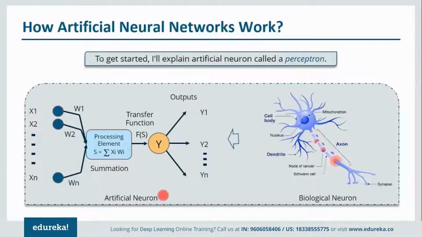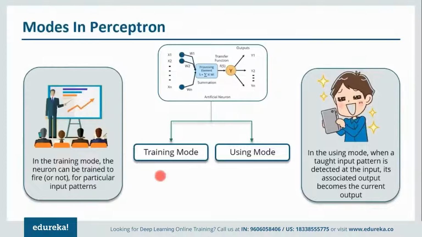When I talk about a neural network, it involves a lot of these artificial neurons with their own activation function and their processing element. Now we'll move forward and understand the various modes of this perceptron or single artificial neuron. There are two modes in a perceptron: one is training, another is using mode. In training mode, the neuron can be trained to fire for particular input patterns, which means that we'll train our neuron to fire on a certain set of inputs and to not fire on the other set of inputs. That's what training mode is.